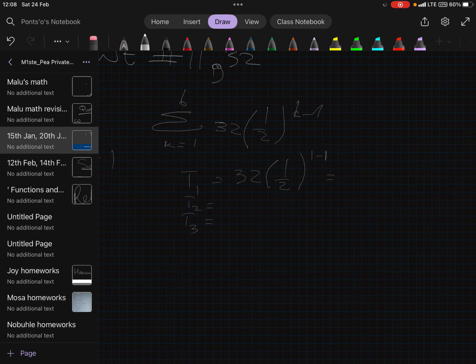So for this, when we're finding term 1, if we substitute k equals 1 there, we're going to have half to the power 0, which is 1. And then we multiply that by 32, and that just gives us 32.